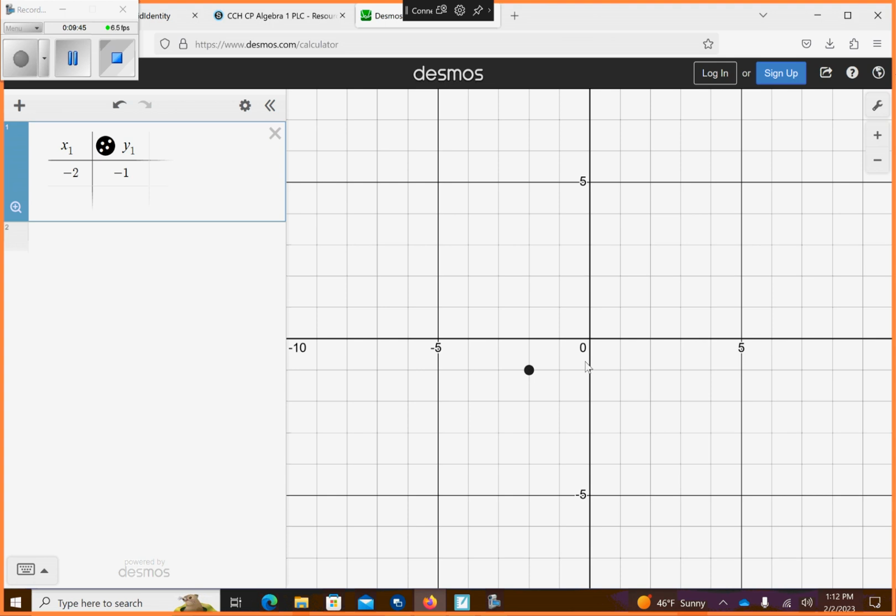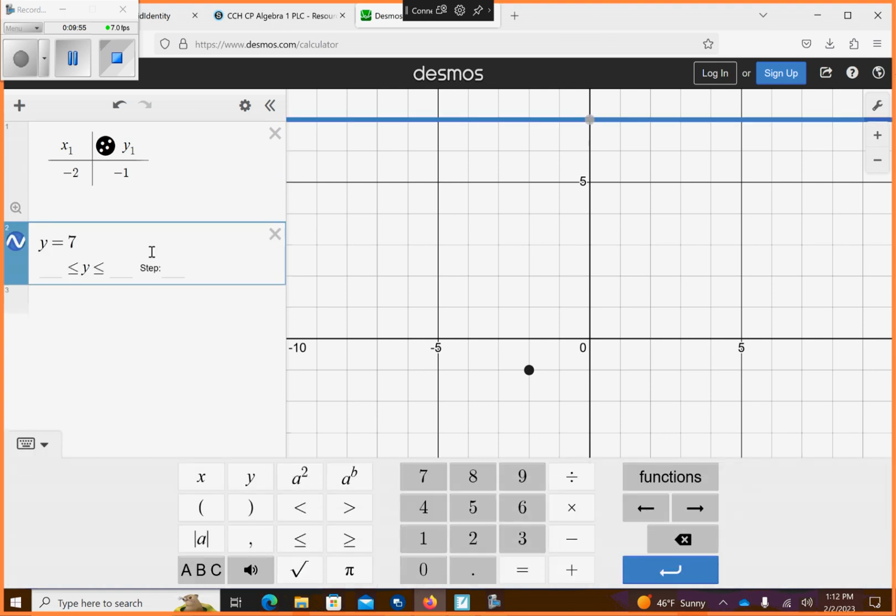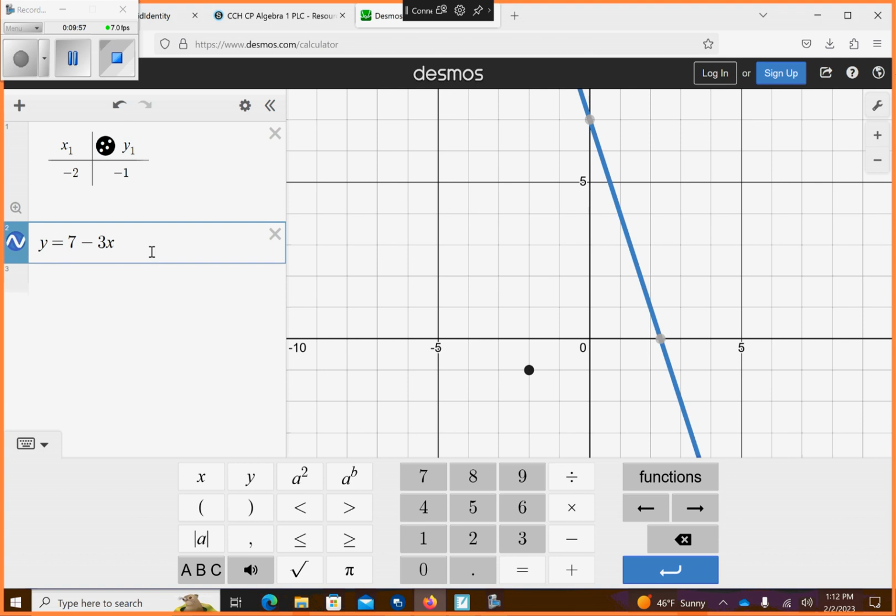And then we want to know what goes through this point, and it is parallel to this. Okay, so this is just a line, 7 minus 3x. So the blue line obviously is not going through the black line.